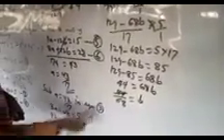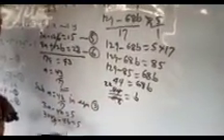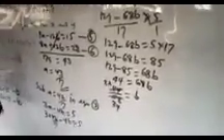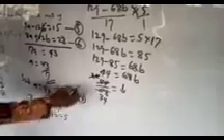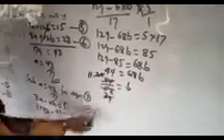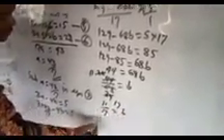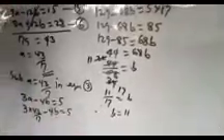2 in 44 is 22. 2 in 68 is 34. 2 can go again. 2 in 22 is 11, and 2 in 34 is 17. So we have 11 over 17 equals b. Therefore, b is equal to 11 over 17.